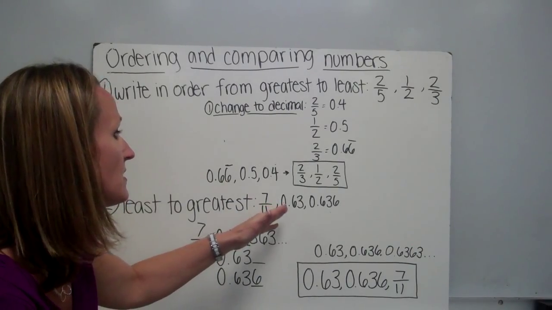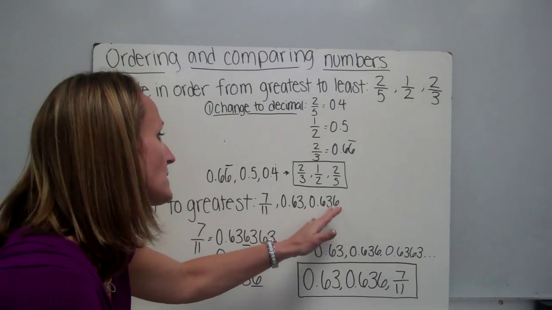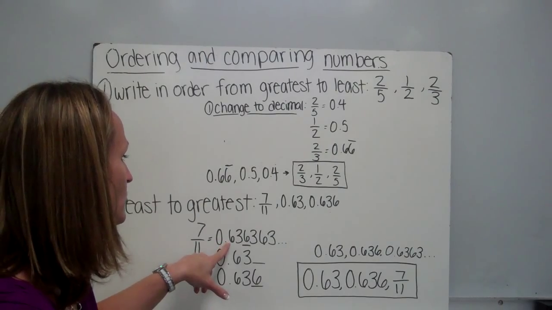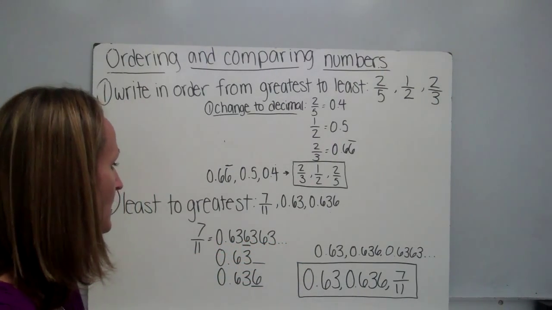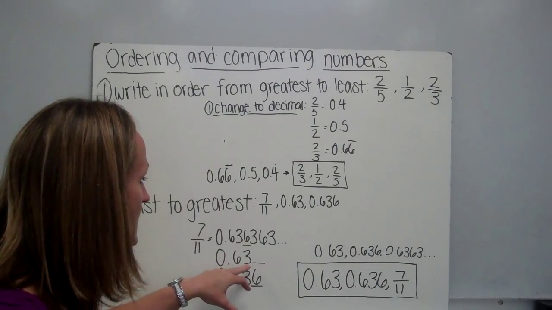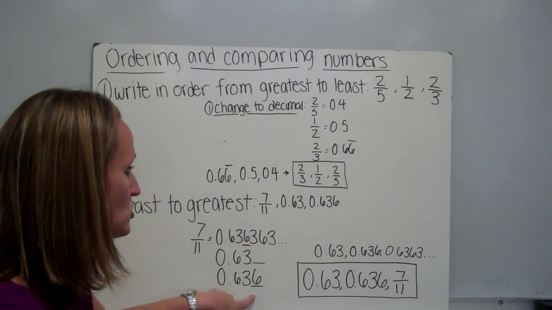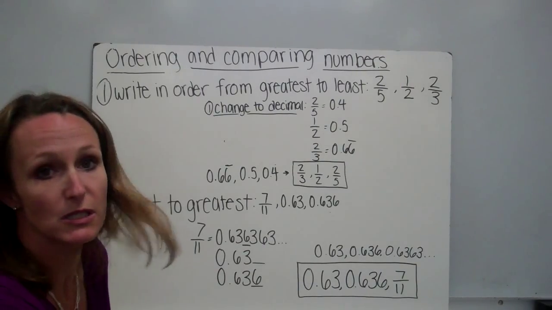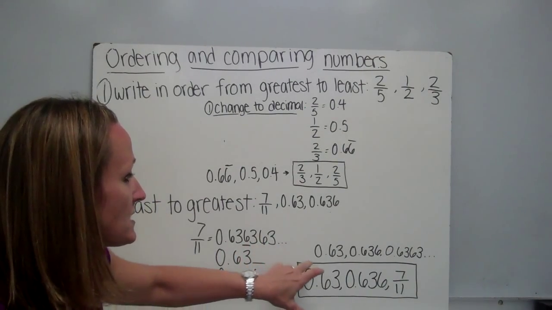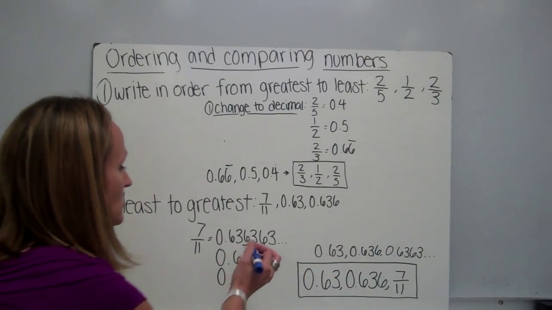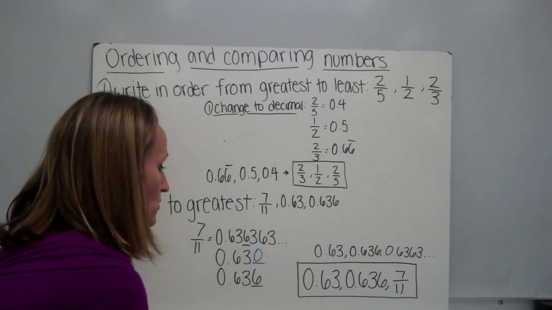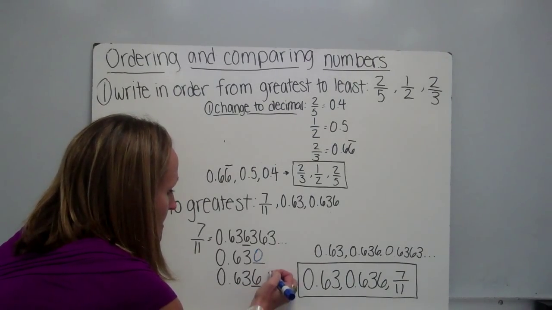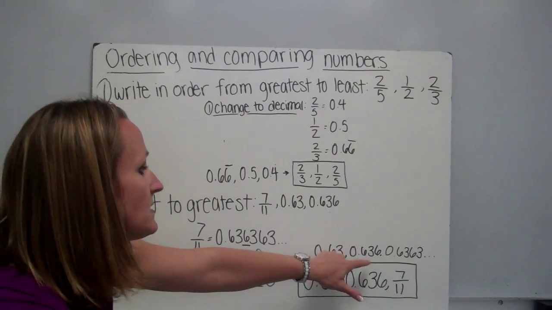Okay? What if we wanted to go from least to greatest and look at these numbers? We have 7/11, 0.63, and 0.636. 7/11 becomes 0.63636363. Then we have 0.63 and 0.636. Well, we are going from least to greatest, but these numbers sure do look a lot alike. So your smallest would be 0.63 because it stops. Next would be 0.636 because it stops here, so that makes it the second smallest.